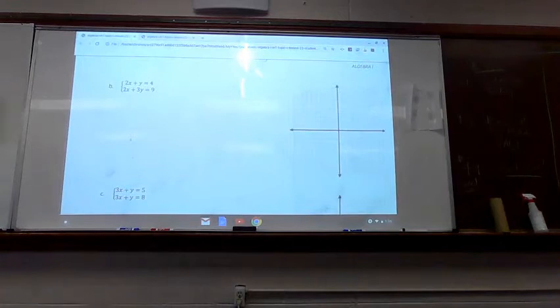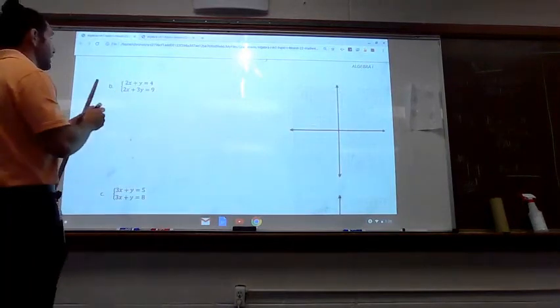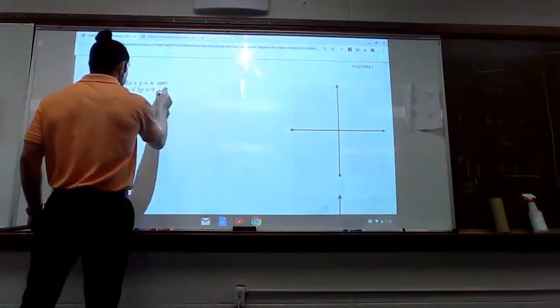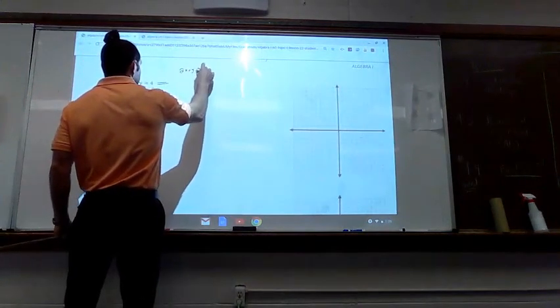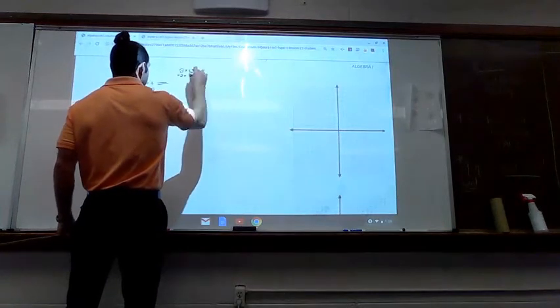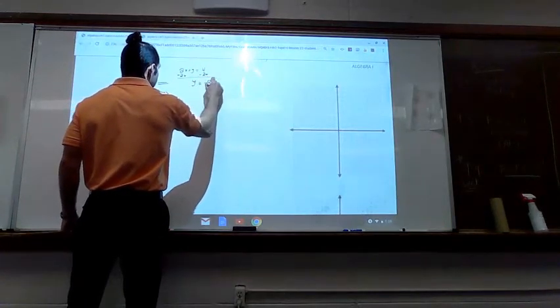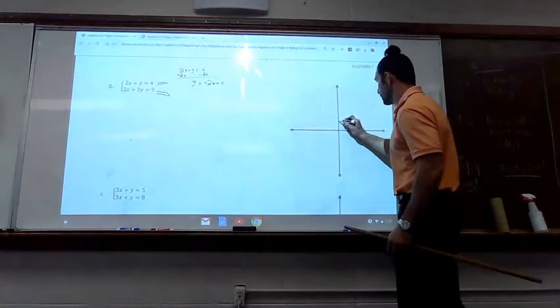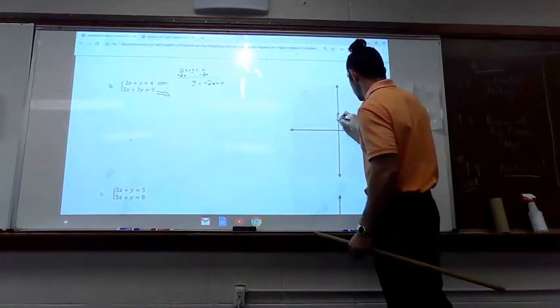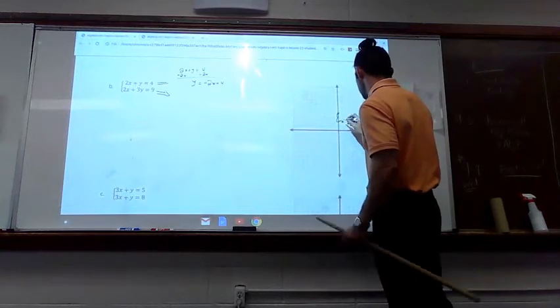A little bit trickier. So let's graph it. Well, how are we going to graph it? We need to get them both into slope-intercept form. So I've got 2x plus y equals 4. I subtract 2x from both sides. That leaves me y equals negative 2x plus 4. Let's just graph that one. Up 1, 2, 3, 4. Down 1, 2, over 1.